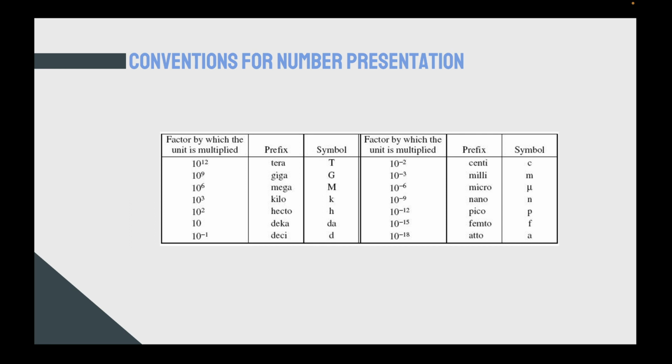So the tera is 10 to the power 12, abbreviated as T. The giga, you know that from computer science, from your knowledge with computers and phones. Giga is 10 to the power 9, mega 10 to the power 6, kilo, hecto, deca, deci, and so on. Then you have the small numbers: milli, micro, nano is 10 to the power minus 9, pico, 10 to the power minus 12, femto, 10 to the power minus 15, and atto, 10 to the power minus 18.